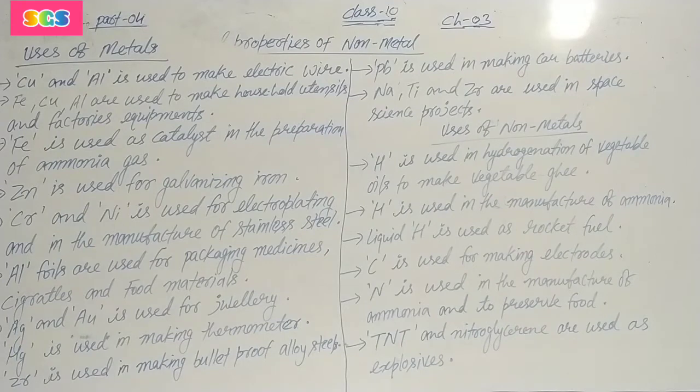Another use of metal: have you heard the name mercury? Mercury is used in the thermometer. You better know, mercury is a liquid metal. At room temperature mercury is found in the liquid state, and this liquid mercury is used in thermometers.